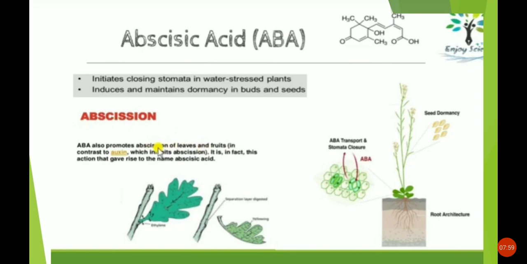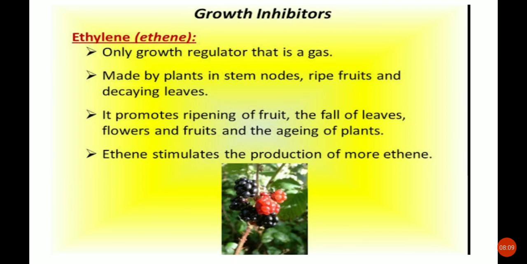And abscission is also written in the short form as ABA. Okay, fine. Next, this is one more growth inhibitor, that is ethylene. This is the only growth regulator that is in the form of gas, and it is made by plants in stem nodes, ripe fruits and decaying leaves.